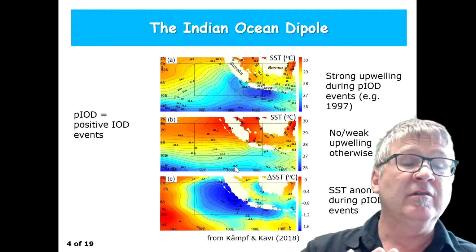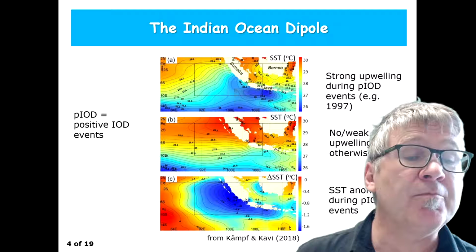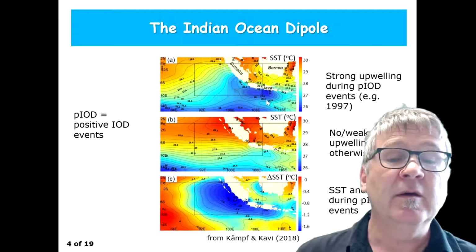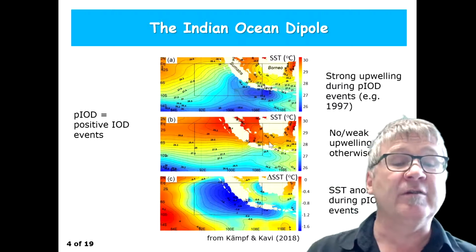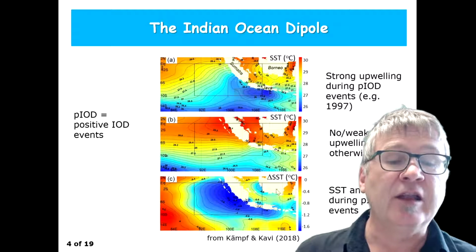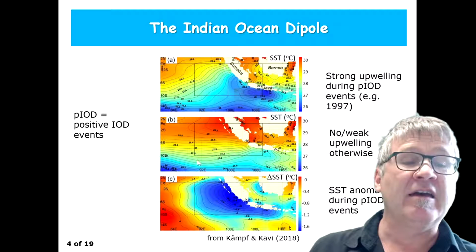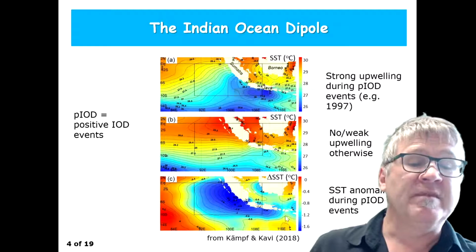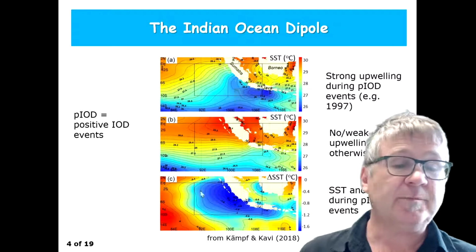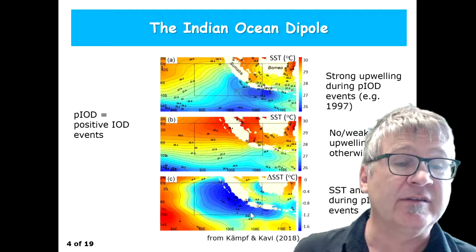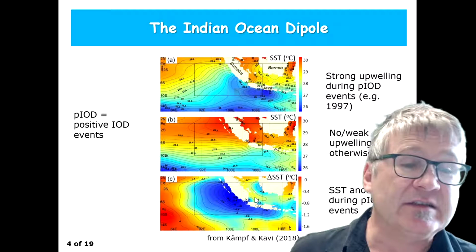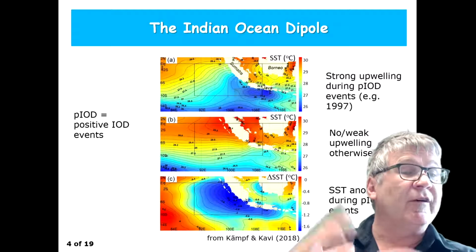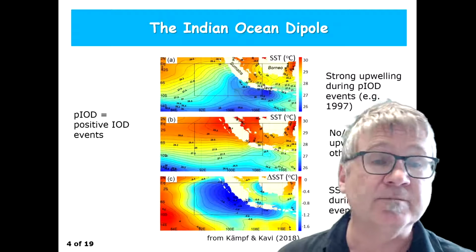In all other years, you get something which is shown in the middle curve. You can see it's no Sumatra upwelling and only weak upwelling along the coast of Java. Okay, and if you take the difference, you can see the temperature anomaly, the change that you have between these events, and you can see the strong negative signature that you get during these positive IOD events.